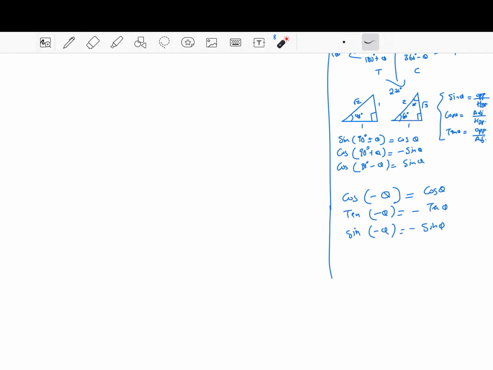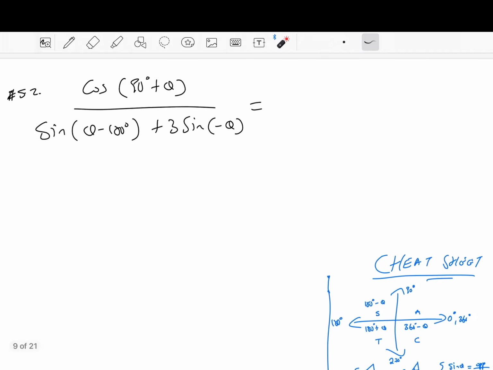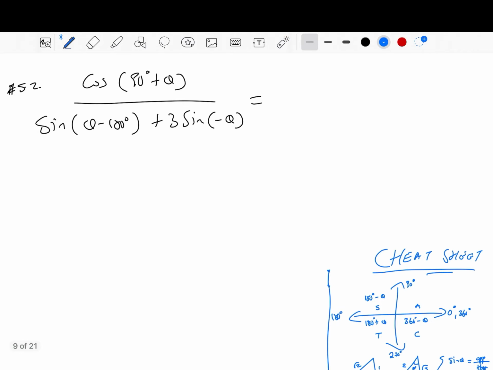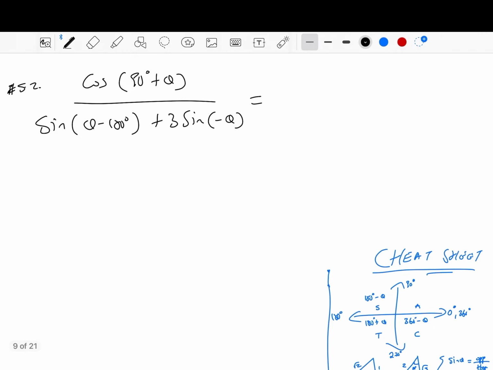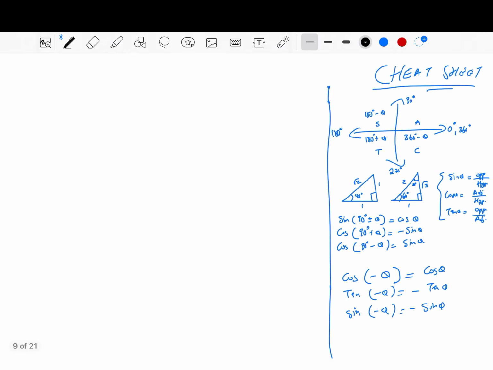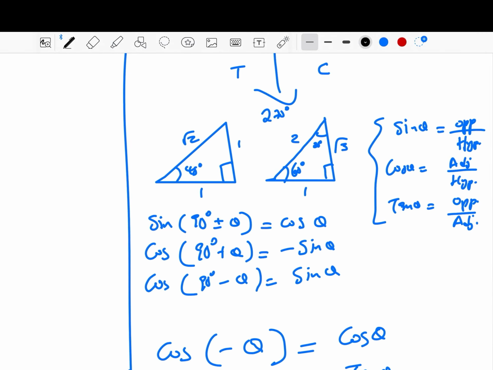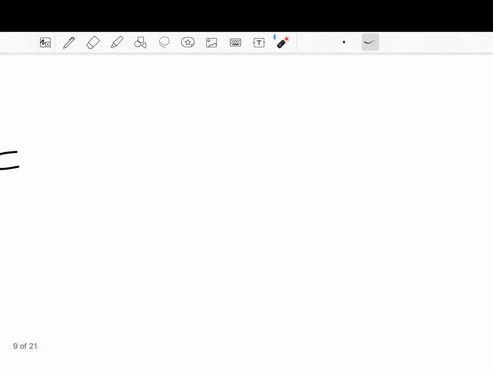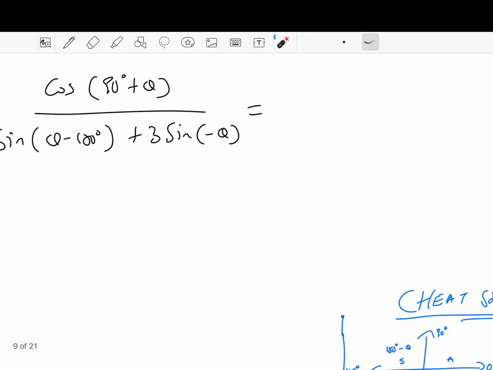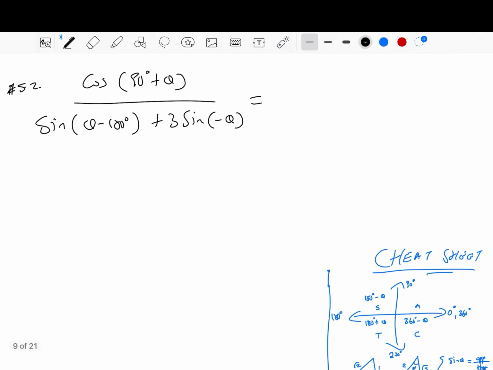Okay, there's one thing we need to remember here on this cheat sheet. So let's try and answer this question. What is cos of 90 degrees plus theta? Go back to the cheat sheet. 90 degrees plus theta. Voila. Cos of 90 degrees plus theta is negative sine theta. So we write it down. This is negative sine theta.